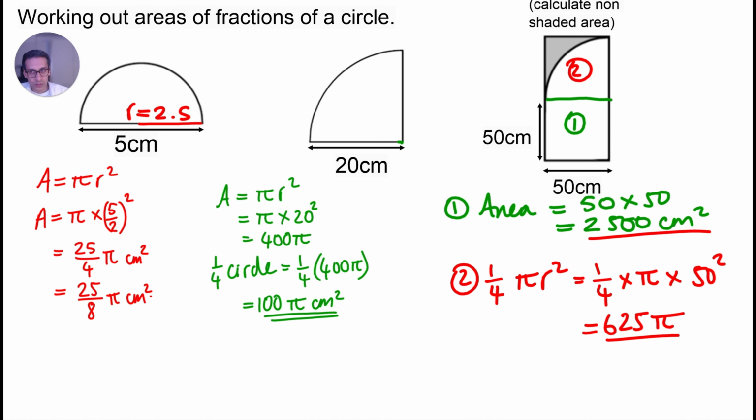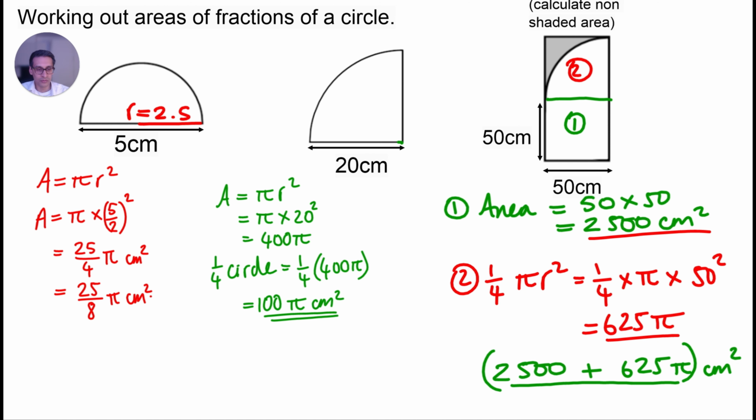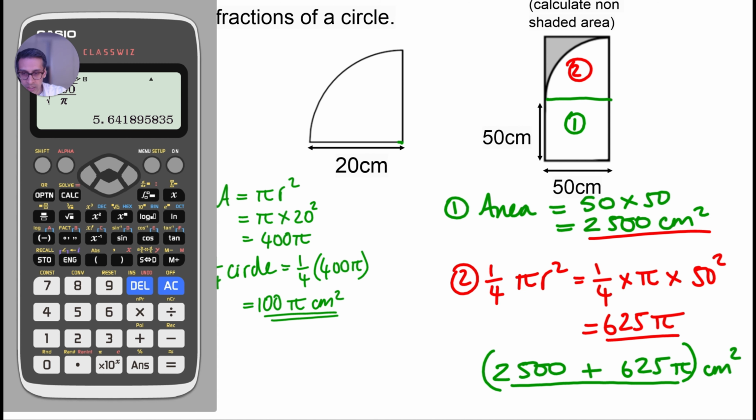Now in this case, we are going to leave it in terms of the two expressions we have. So it's going to be 2,500 plus 625 pi centimeters squared. And this whole thing needs to be in brackets because it represents a single number, just as an addition. We could put this in a calculator, and in that case you'd get 2,500 plus 625 shift pi, and that gives us 4463. But in this case I'm going to leave it like this.